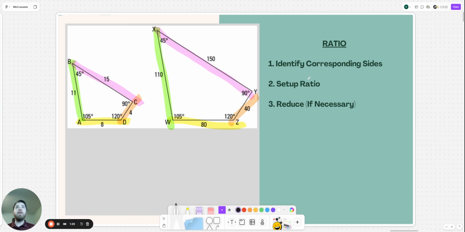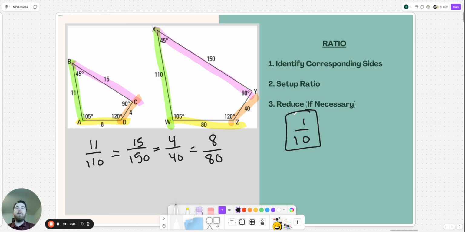Well, the way that we're going to set up our ratios is just taking from one to the other. I tend to go left to right. So 11 over 110 is going to be that. Well, that ratio is going to be the same as 15 over 150. That's going to be the same as 4 over 40. All I'm doing there is taking the left pink over the right pink, the left orange over the right orange, the left yellow, which is 8, over the right yellow, which is 80. And so that's what I have here. So those are all my ratios. Reduce if possible or if necessary. So in this case, 8 divided by 80, I could just reduce that down and my ratio would come out to be 1/10. And that's actually going to be your similarity ratio as well for those polygons.